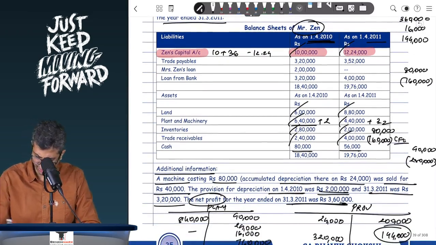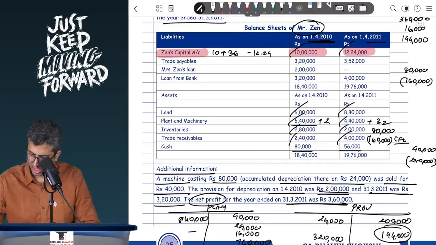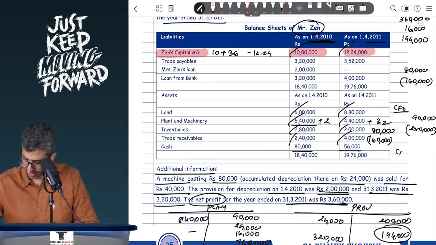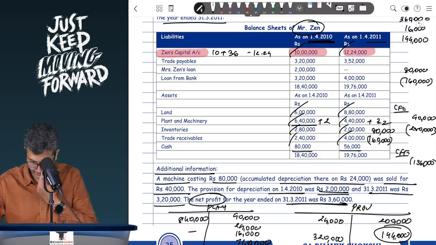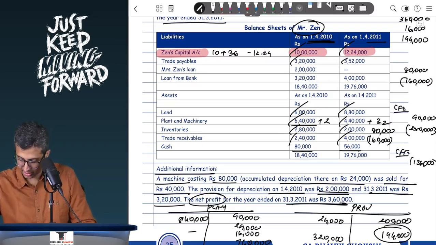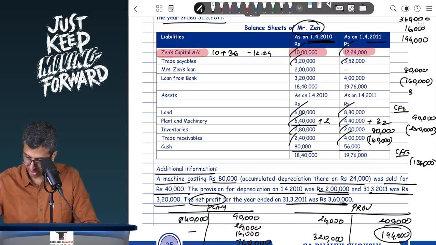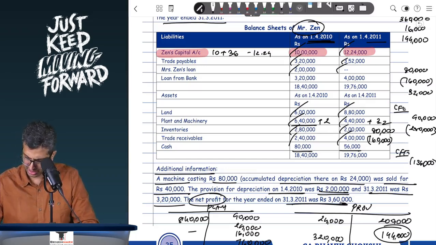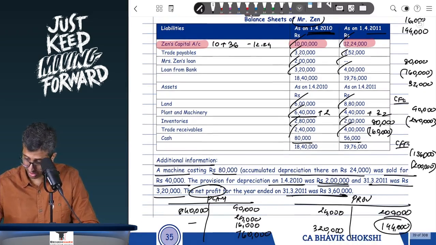So when I look at CFF, in my cash flow from financing, there will be drawings to the extent of 1,36,000. It is like dividend. Okay, then you have trade payables. क्या हो रहा? So 320 से 352. There is an increase of 32,000. Add. This is Zen's loan. It is repaid. किसी से भी लोन लिया, if it is repaid, it is a part of financing. 2 lakh repaid. And loan from bank 3,20,000 and 4 lakh. So maybe another 80,000 taken. And that is about it.